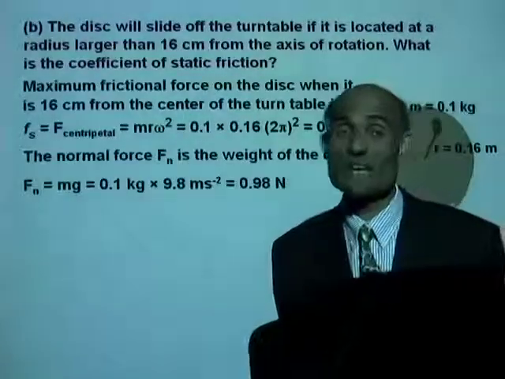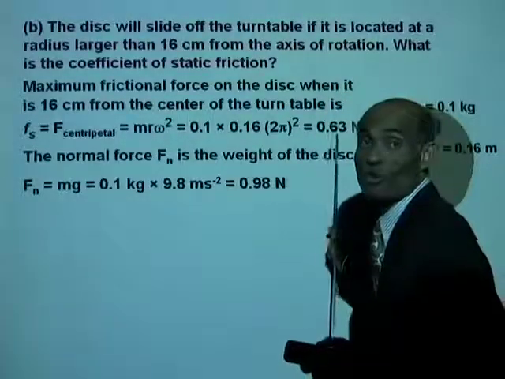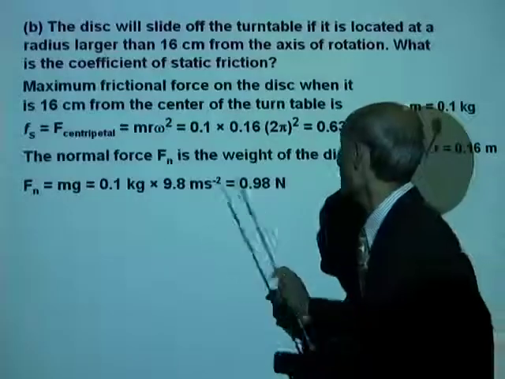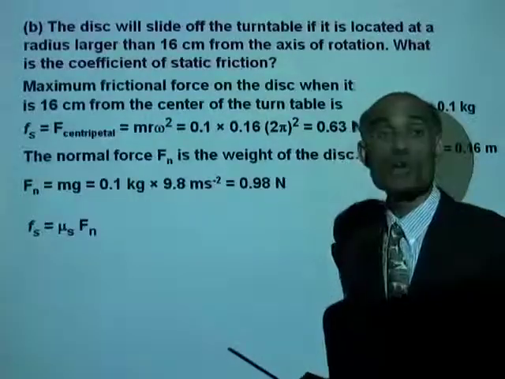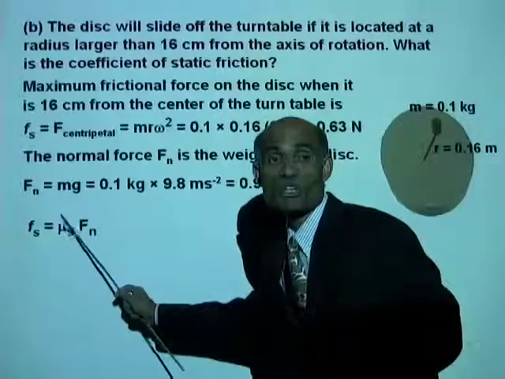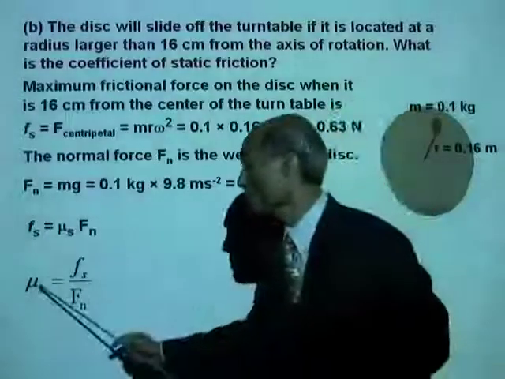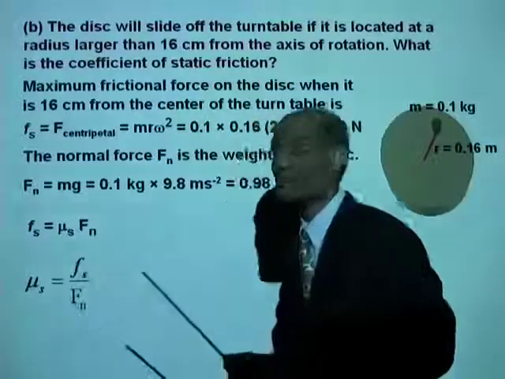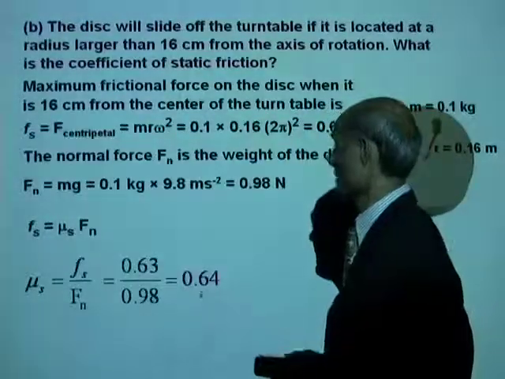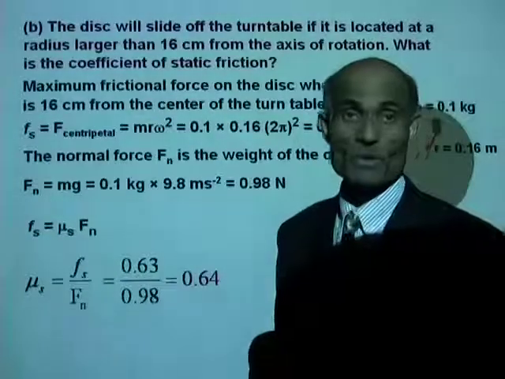The coefficient of static friction is the force of limiting friction divided by the normal force, or the force of limiting friction is mu s times Fn, or mu s equal to Fs over Fn. That will be 0.64. Alright?